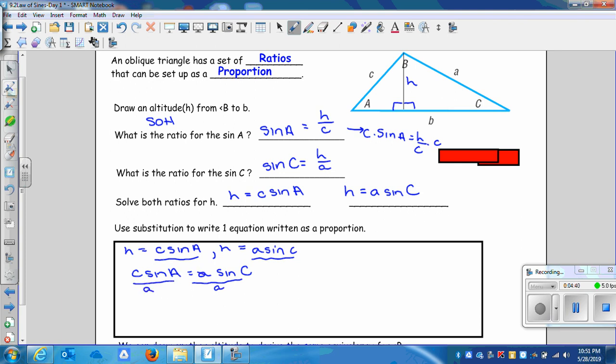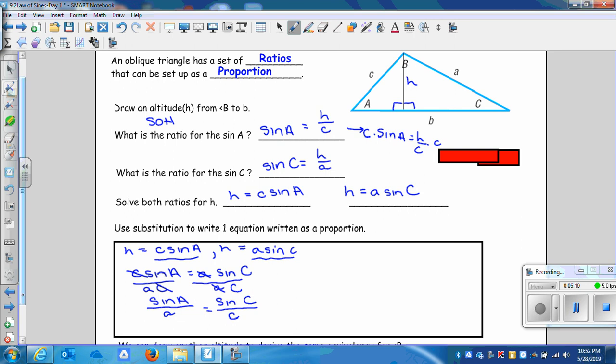And of course the a's will cancel out. But I'm also going to move the c's to the same side. So I'm going to take little c and divide both sides by that value. So the little c's on the left side cancel out. So what I have is that the angle A sine value divided by its corresponding side little a is equal to the sine of angle C over its corresponding little side.